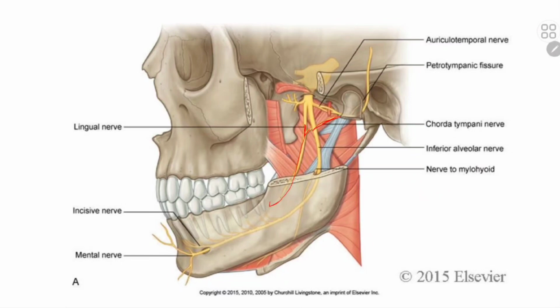So in the medial relation, we have the spine of the sphenoid and the tympanic plate, and one artery is the middle meningeal artery, which comes out through the foramen spinosum, and this artery is encircled by the auriculotemporal nerve. Below the auriculotemporal nerve, we have the chorda tympani nerve, which forms a medial relation.